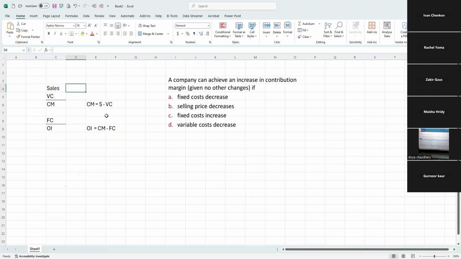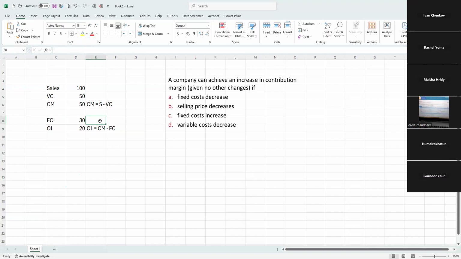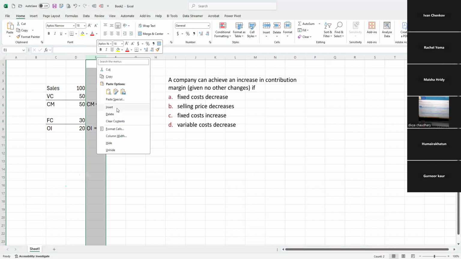So now let's start playing with the numbers. If my sales are 100 and my variable cost is 50, how much is my contribution margin? 50. Equal to this one minus that one. And let's say my fixed cost is 30. How much is my operating income? 20. Operating income is 20. Okay. That's easy to see, easy to understand, right? So now let's play with the scenario.